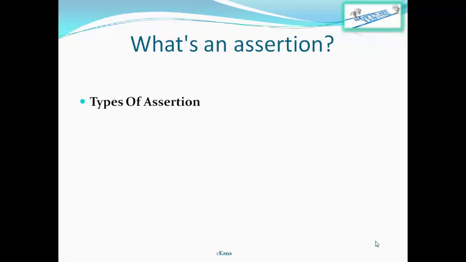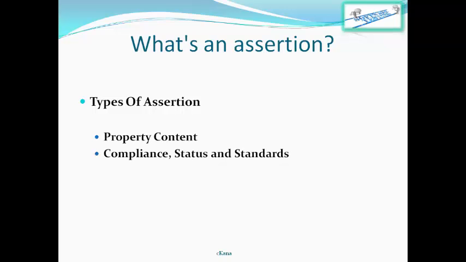Now, what are the types of assertions? There are various ways of asserting a response. However, we will focus on the commonly used assertion types while validating a response. Here are some of the ones that are available in the open source version of SoapUI: property content, compliance status and standards, script, SLA, JMS, and security.